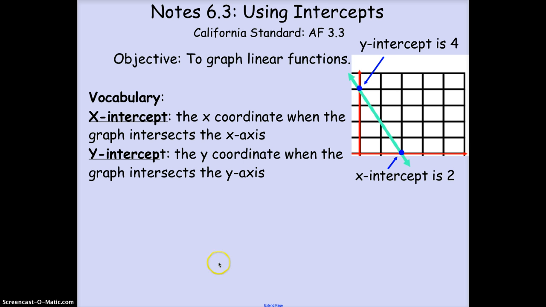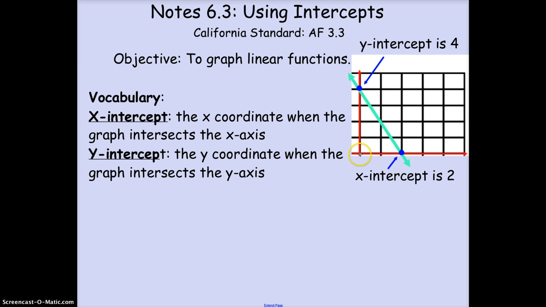So as you already know, the x-axis is the horizontal line. And so that means y will be 0, and wherever it crosses the x-axis is the x-intercept. So in this case, the x-intercept is 2, because if you start at 0, you go over 1, 2 spaces. So the ordered pair would look like 2, 0, because the y would be 0 since it's right on the line.